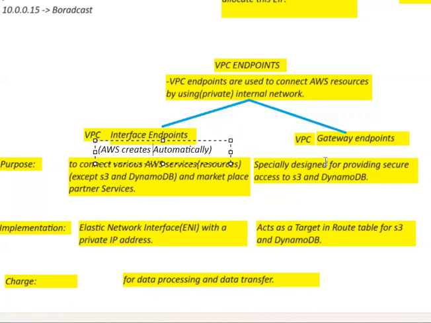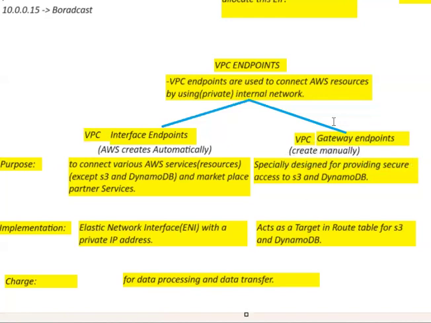Whereas coming to gateway endpoints, how are these created? Coming to the VPC gateway endpoints, we need to create them manually. So let us make it a small sentence: create manually. I think this phrase will be easy to understand.